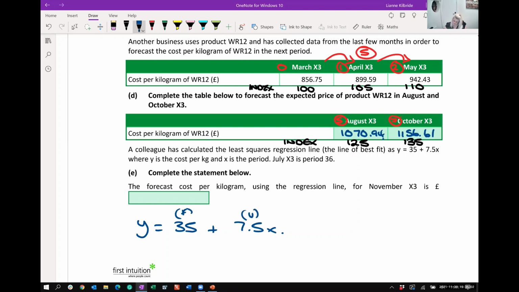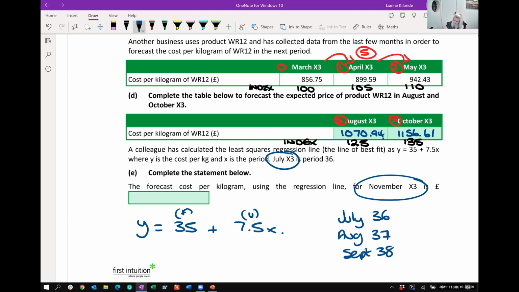So in this question here, it says Y is the cost per kilogram, which we know X is the period, but July is period 36. Okay, so July is period 36. And we need to work out what November is. So if July is 36, August must be 37, September must be 38, October must be 39, leaving November to be period 40.